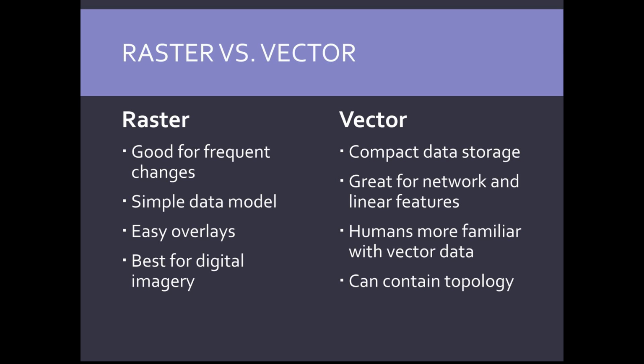So here we have one last look at differences between rasters and vectors. We know that rasters are good for frequent changes. They provide us simple data models, easy overlays, and they're best for things like digital imagery. While vectors have compact data storage. They're great for network and linear features. Humans tend to be more familiar with vector data because we don't live in an 8-bit world. And vector data can also contain topology.